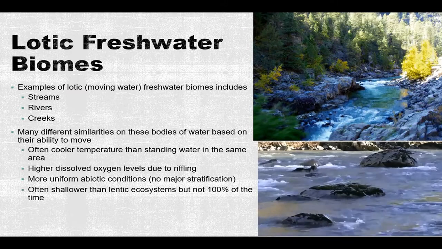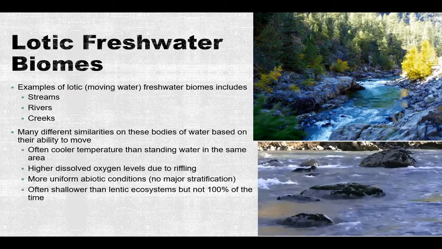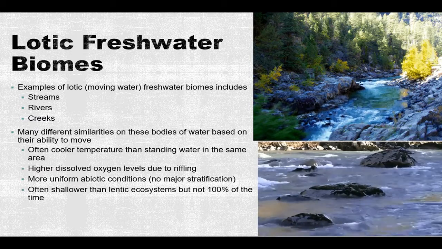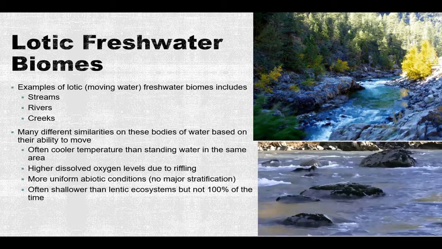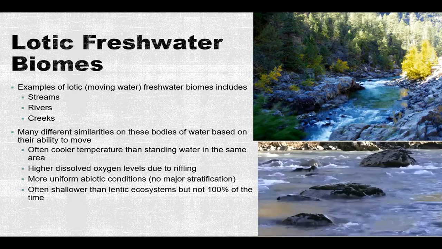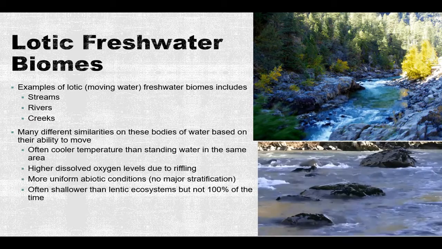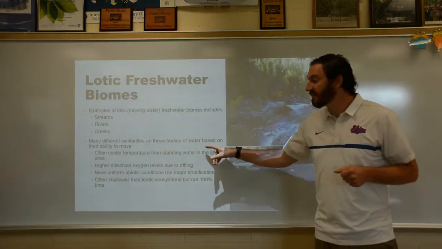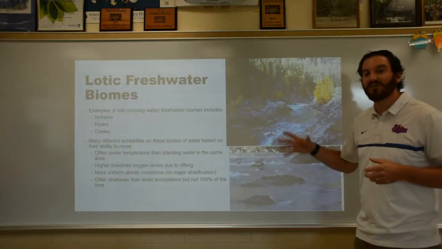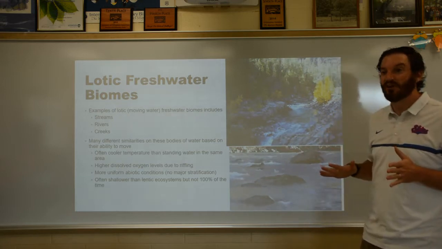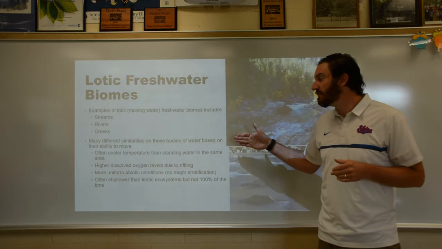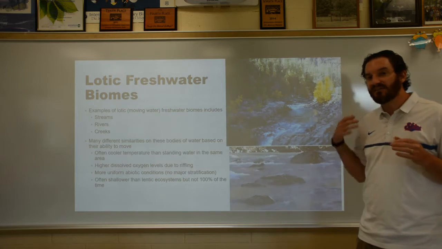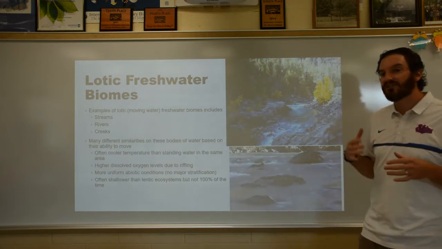So let's talk about lotic freshwater biomes. These are going to be like your streams, your rivers, your creeks. And as the water flows through, it's actually going to experience some different characteristics. So flowing water is going to have different characteristics than standing water. And that's really big and important for us to understand. One of the big things is that the water is constantly mixing. Because the water is constantly mixing, it's going to be a uniform temperature. Oftentimes, the water is going to be cooler in temperature because it's going to flow through shaded regions. Because of that and that constant mixing, it is actually going to often be lower temperature.